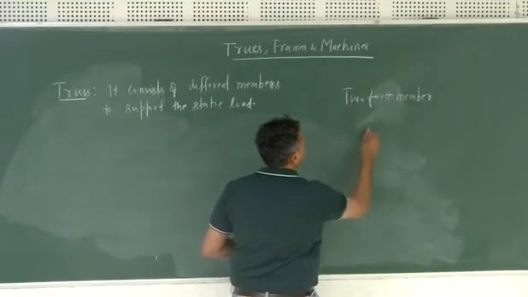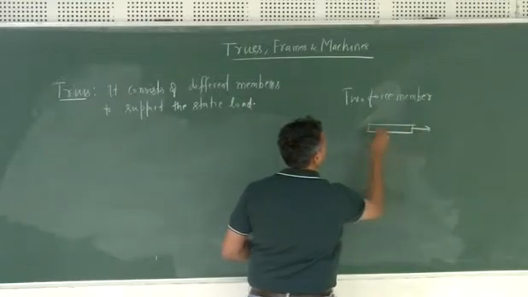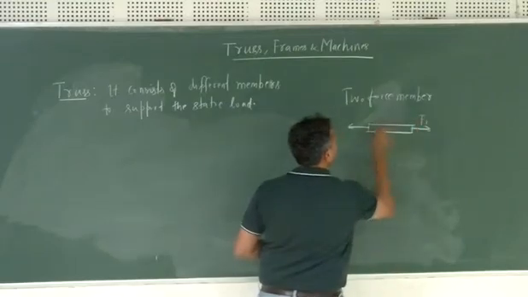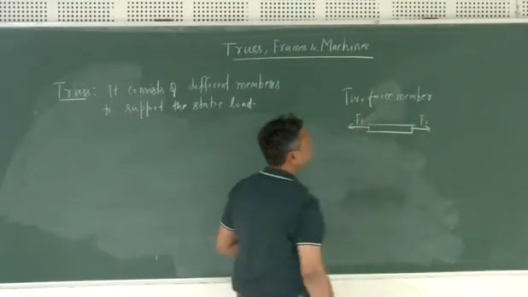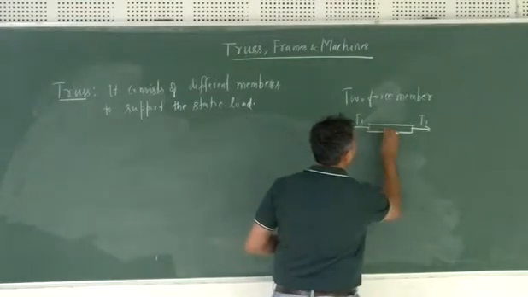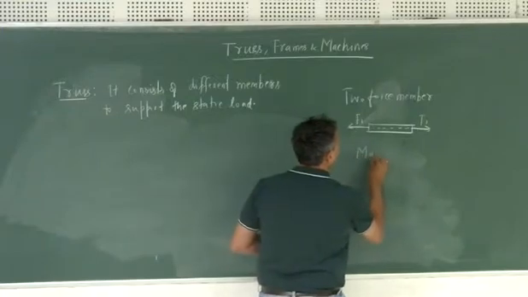A two force member is nothing but a member that consists of equal and opposite forces. Any member which has equal and opposite forces F1 and F1, with the same line of action, we call a two force member.